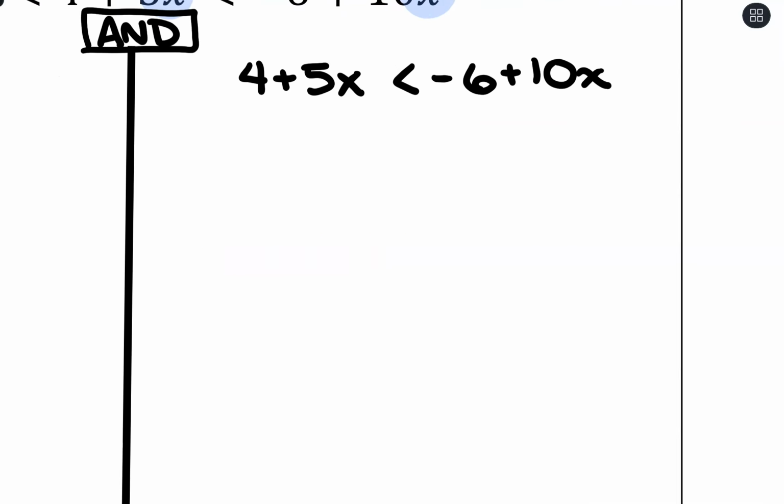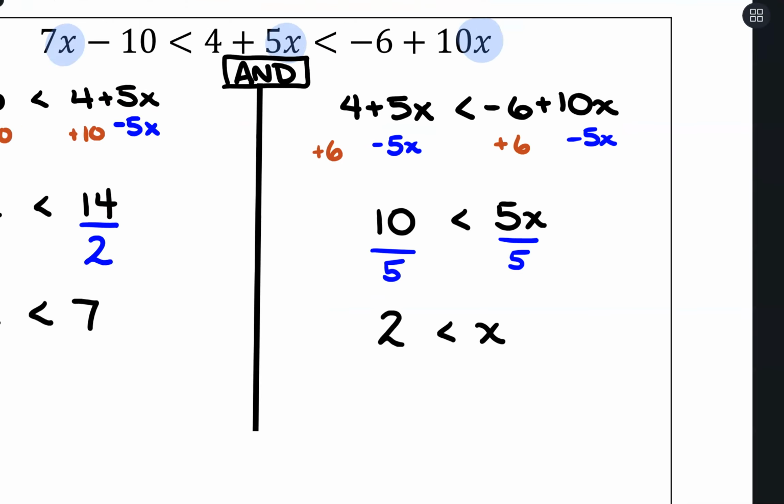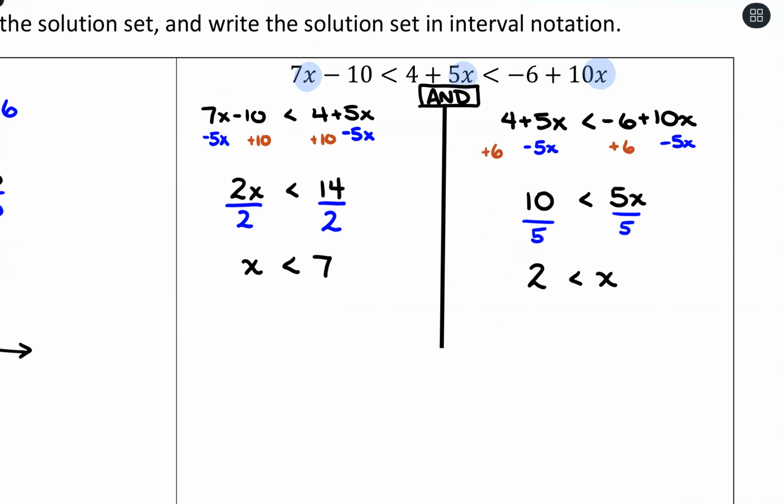And then over here, 4 plus 5x is less than negative 6 plus 10x. So let's go ahead and subtract 5x from both sides. Add 6 to both sides. So we'll have 10 on the left-hand side is less than 5x. Divide both sides by 5. It's a positive, so we don't need to worry about switching anything around. So we have 2 is less than x. Okay, so x is more than 2 and less than 7.